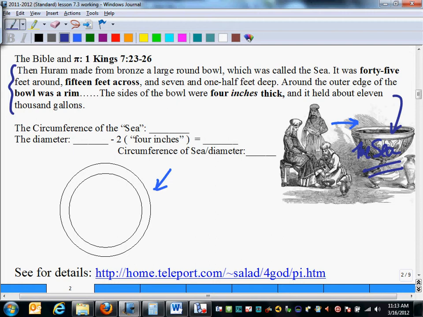When it gives that around, it's actually talking about the inner circumference, the inner part of the bowl. So put 45 feet. We're going to cross it out.